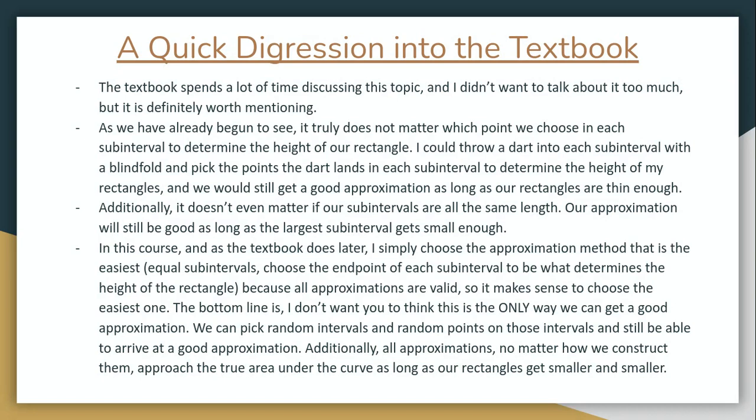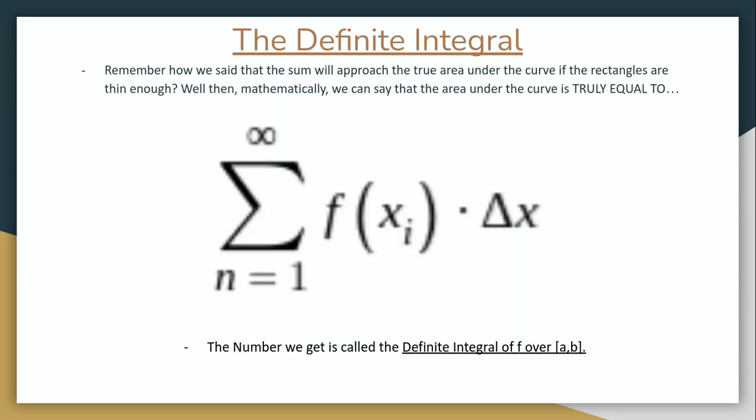As long as our rectangles are getting smaller and smaller, it's going to approach the area under the curve. In other words, if we have infinitely many rectangles, for all of our approximation methods, we're going to get the true area under the curve. Cool. Let's keep going.